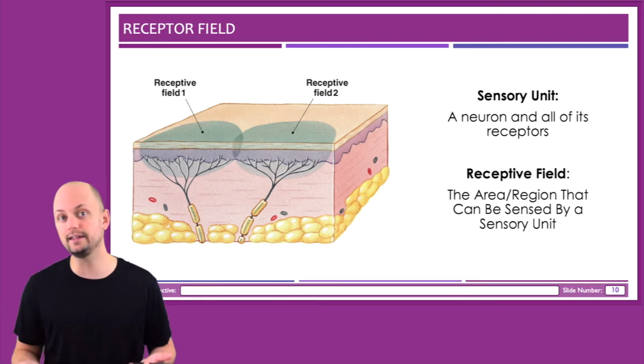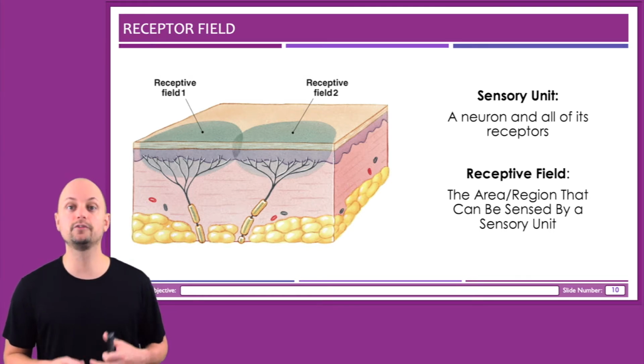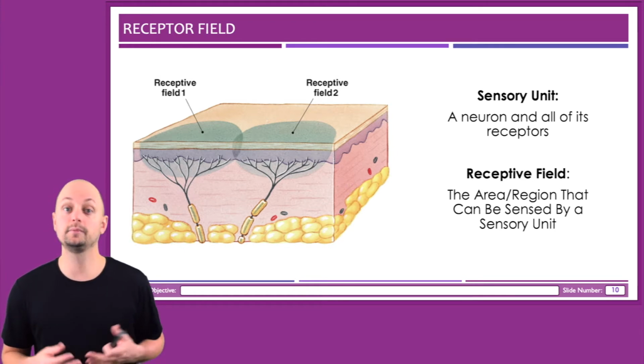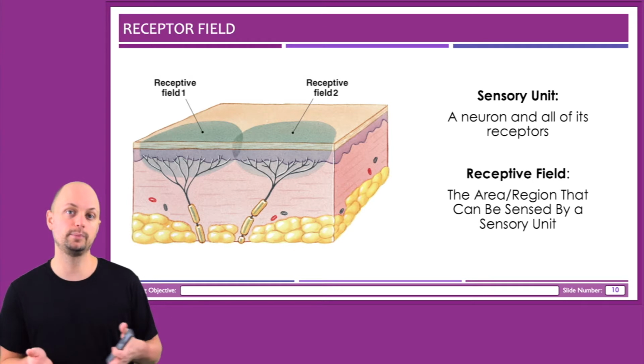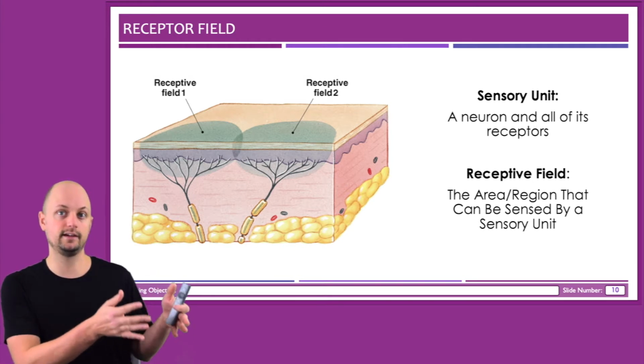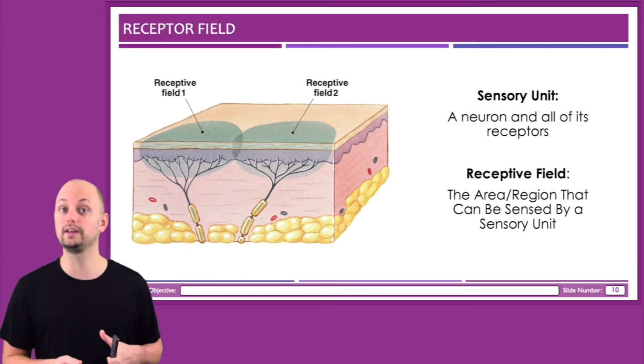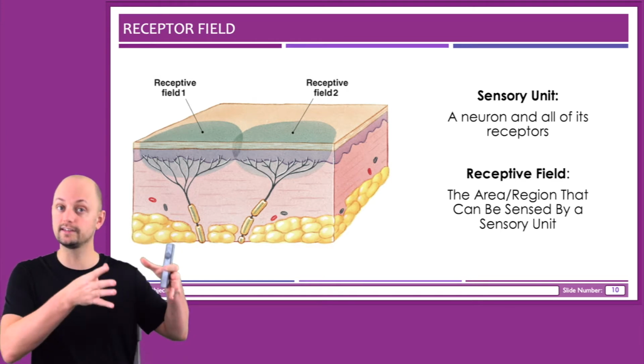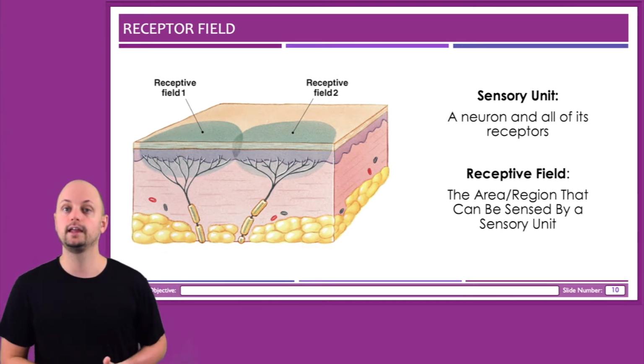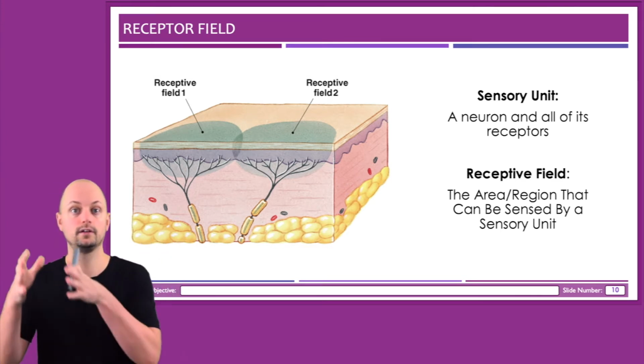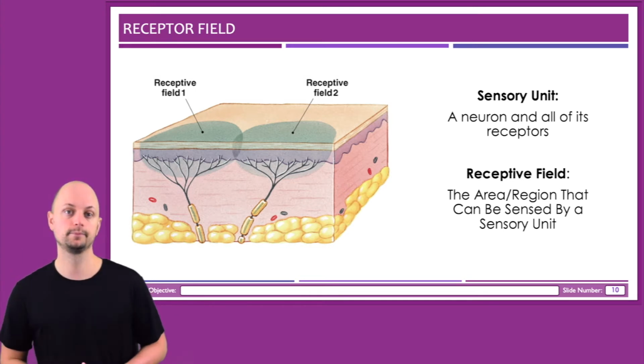Now, because we have many sensory neurons, we can have many receptor fields. And in many cases, there's overlap between receptor fields. So this is what's happening on this picture on the left-hand side here, where there's overlap between the receptor field of the first sensory unit on the left side and the second sensory unit on the right-hand side.